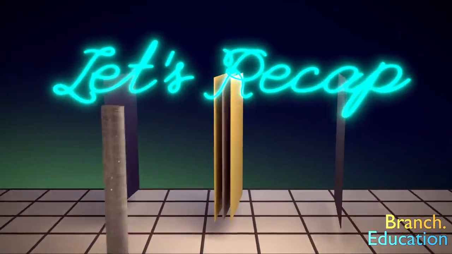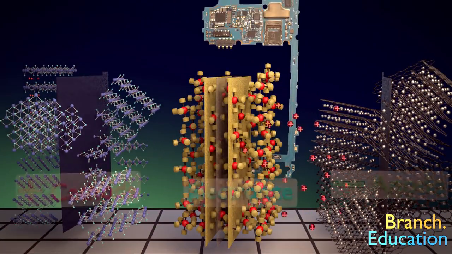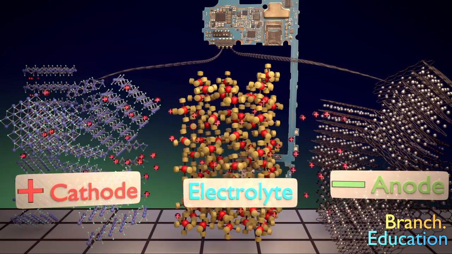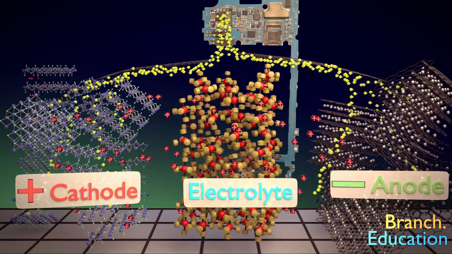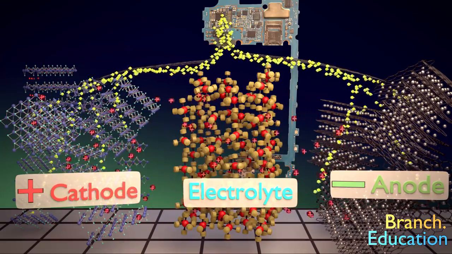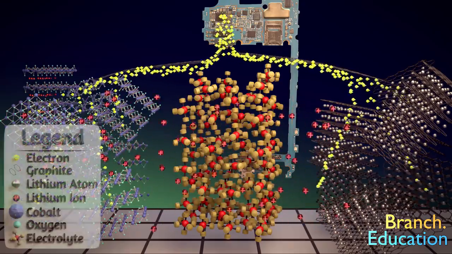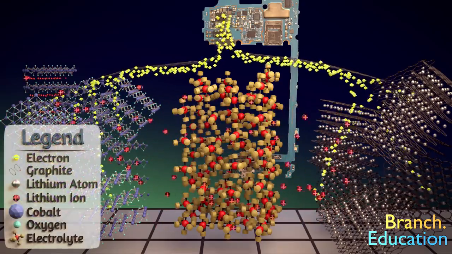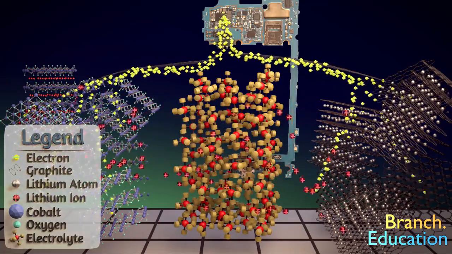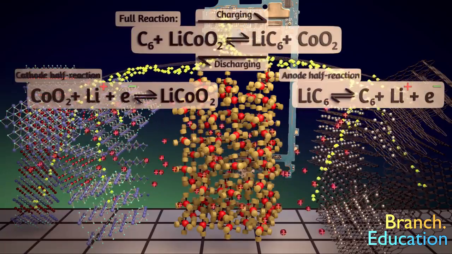Let's quickly recap. Here is a full battery. Throughout the day, lithium atoms leave the graphite layers and separate from their electrons to become lithium ions. The electrons flow from the negative terminal through the circuits and components in the smartphone and into the positive terminal to join the cobalt atoms. At the same time, the lithium ions travel through the electrolyte in order to neutralize the charge buildup and keep the reaction going. Here's the chemical formula for the reaction.